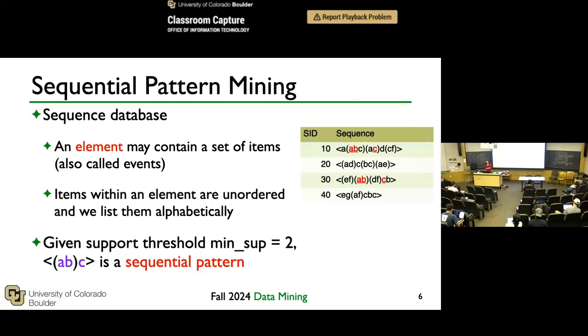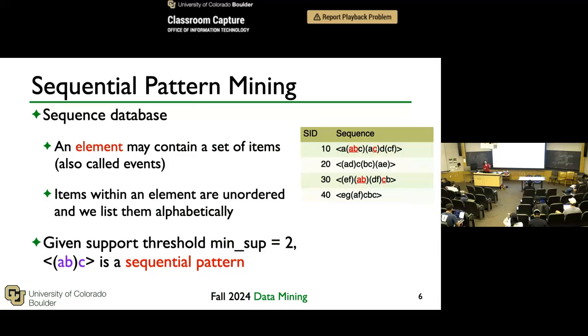At a very basic level, we need a way to represent sequence. If you remember our earlier transaction table, we have a transaction ID and then we have the items, usually listed in alphabetical order, but really it's just a set of items. But now we have sequence, so we have our sequence database.